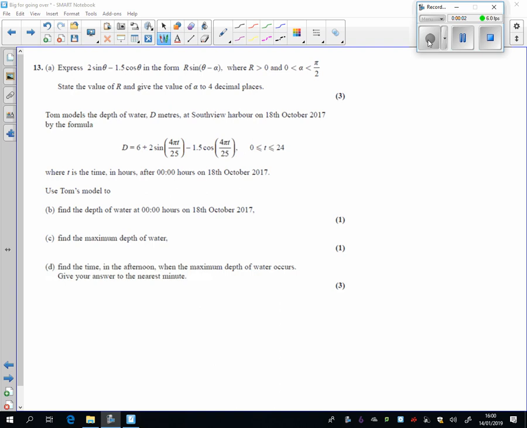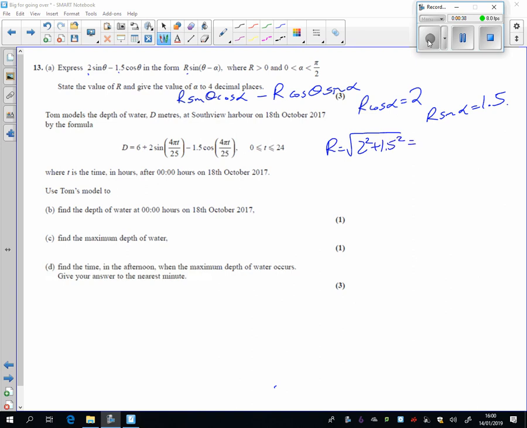Question 13, three easy bits to begin with. We've got R sine theta cos alpha minus R cos theta sine alpha, just expanding it as usual. You can see here that R cos alpha equals 2, and R sine alpha equals 1.5. R is equal to the square root of 2 squared plus 1.5 squared, and so R turns out to be 2.5.